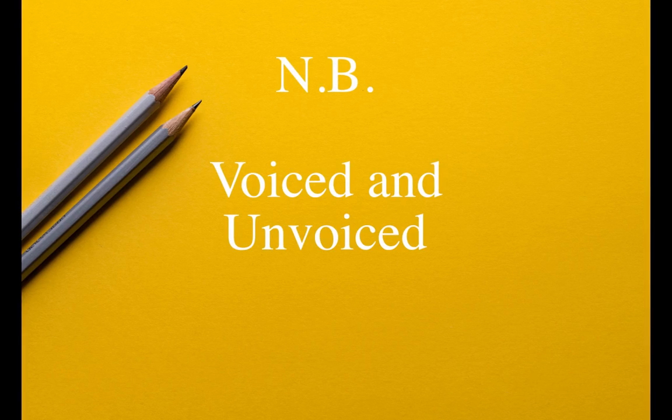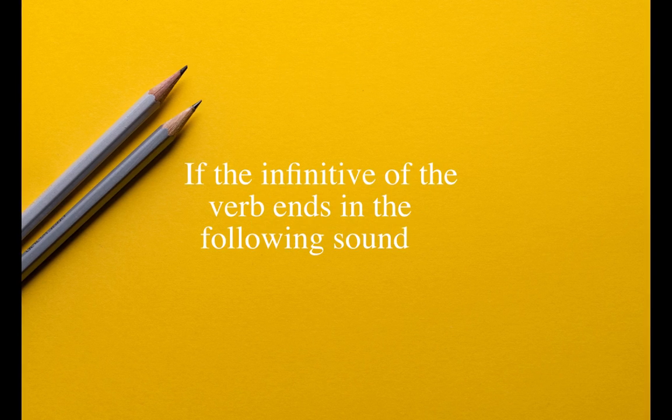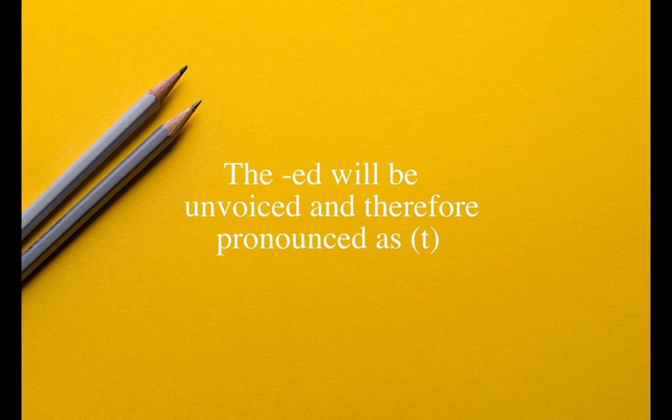In English, there are sounds which are known as voiced sounds, and there are sounds which are known as unvoiced sounds. When adding the -ed to a verb in order to form the past tense, you have to focus on the last sound of the verb's infinitive. If the last sound is one of the unvoiced sounds, then the ending is t. So the sounds are f, k, p, s, x, ch.